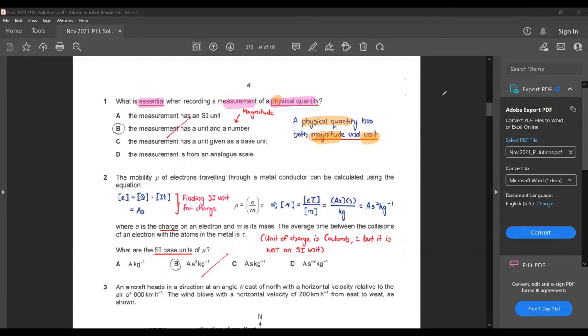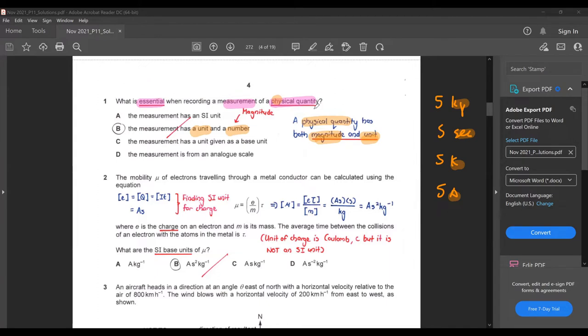If I just tell you, say, 5, but then I don't tell you the unit, what does this 5 mean? It could mean 5 kg, it could mean 5 seconds, it could mean 5 Kelvin, it could mean 5 ampere. So in order to make sense of your measurement, you need to have units, in addition to having a magnitude. Measurement must have a unit and a number.